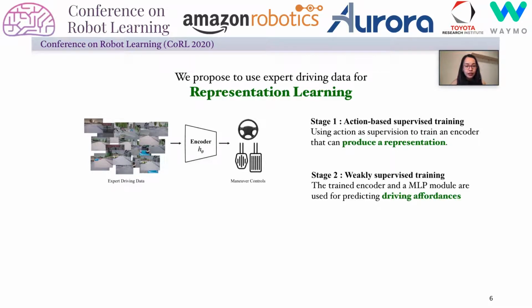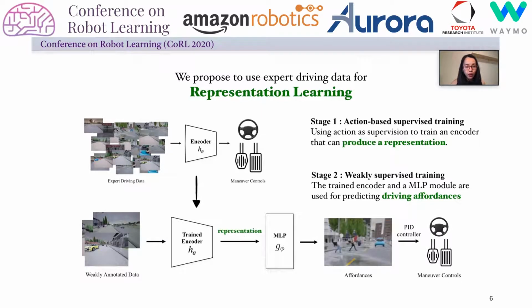Then, at the second stage, this pre-trained encoder together with an MLP module will be used for predicting some driving affordances. These affordances are related to actual driving, such as a binary classification problem of traffic hazards or a regression variable like velocity angle. At the end, a PID controller based on these affordances will be defined to do the actual driving.